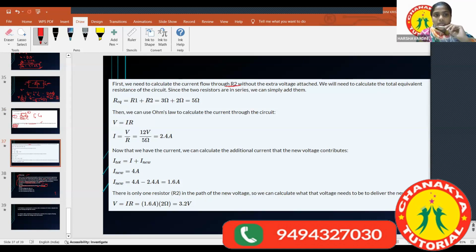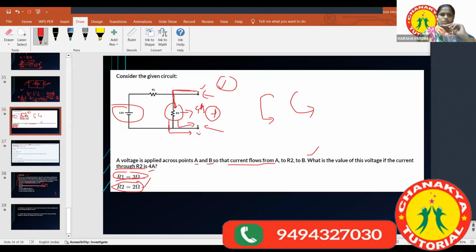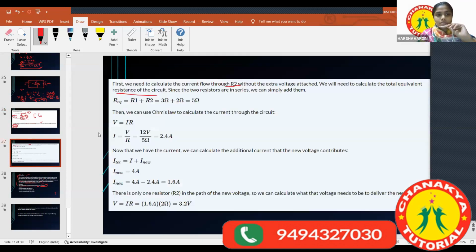We need to calculate the total equivalent resistance of the circuit. We know very well this whole setup is series only, so no confusion, no parallel, only series. So first they are finding the R equivalent, the resultant resistance of the whole circuit. Just simply add it. If the resistors are in series, we just add R1 plus R2, so we get 5 ohms.